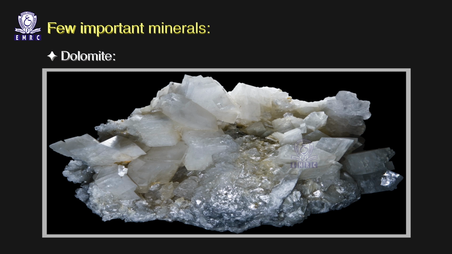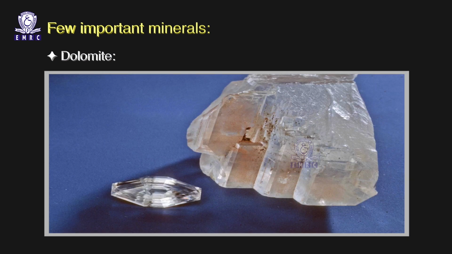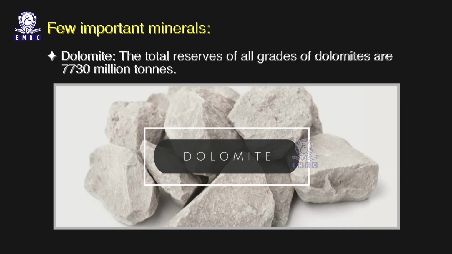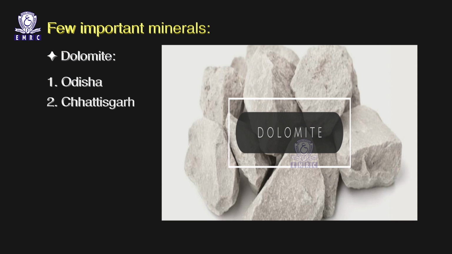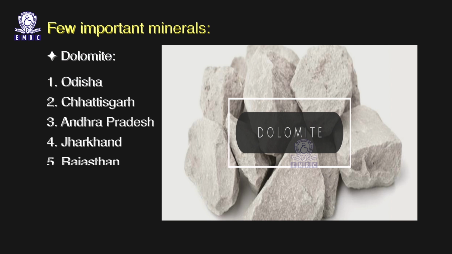Dolomite is a type of limestone which contains more than 10% of magnesium. When the percentage of magnesium rises to 45, it is a true dolomite. It is used mainly in the metallurgical industry, especially in the iron and steel industry. The total reserves of all grades of dolomites are 7,730 million tons. The states of Odisha, Chhattisgarh, Andhra Pradesh, Jharkhand, Rajasthan, Gujarat, Maharashtra and Karnataka are its main producers, contributing 90% of the total production.